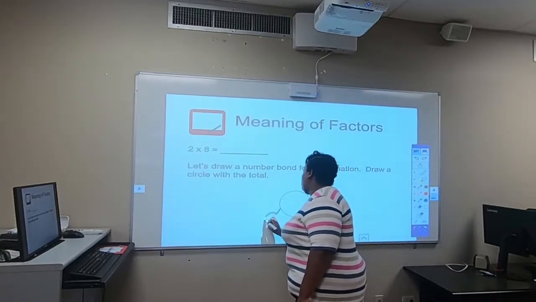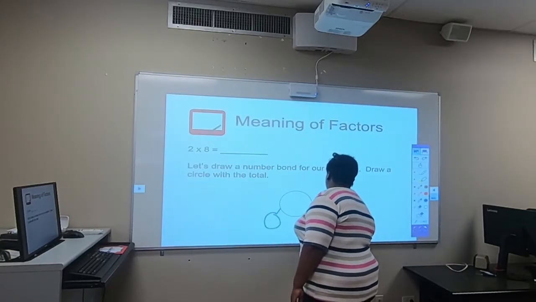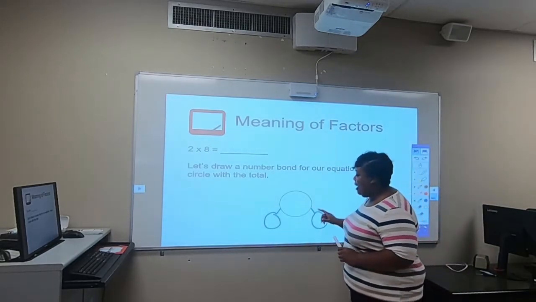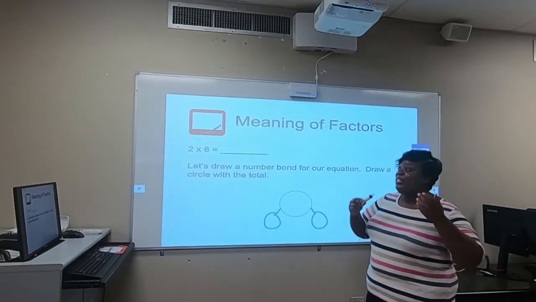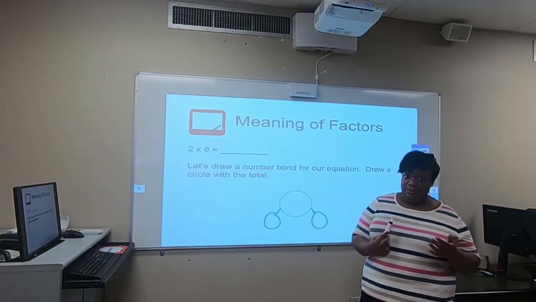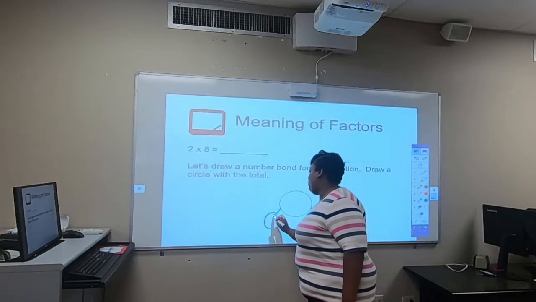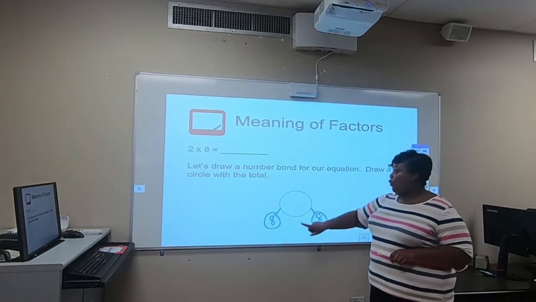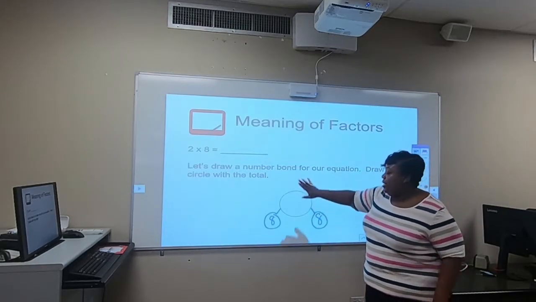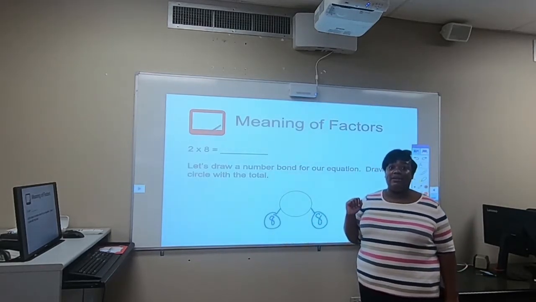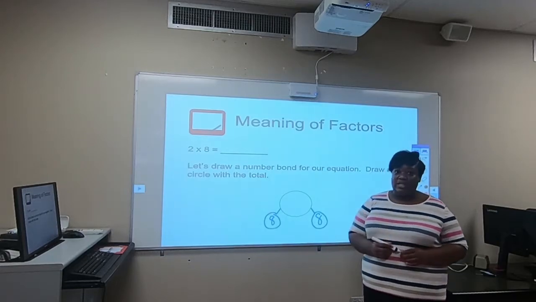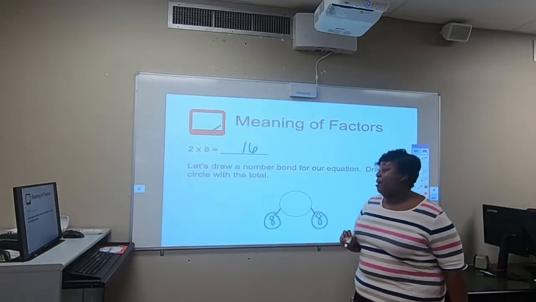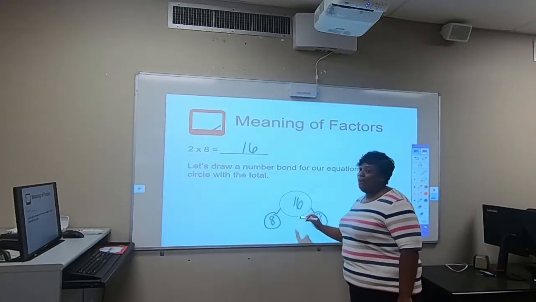So I have 2 groups, because that's the number of groups. And inside of them, I put the size of each group. So how many did we have in each group? We had 8. So when I look at this number bond, I see 2 groups of 8. And this top is our what? That's our total. 2 times 8 equals 16. So the top of our number bond should be 16, okay?